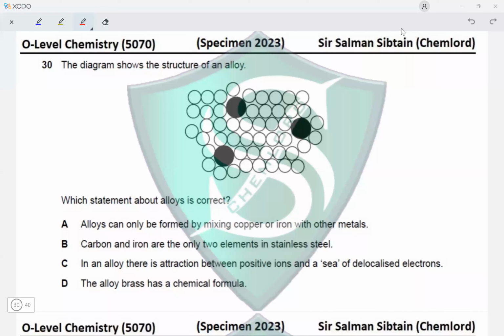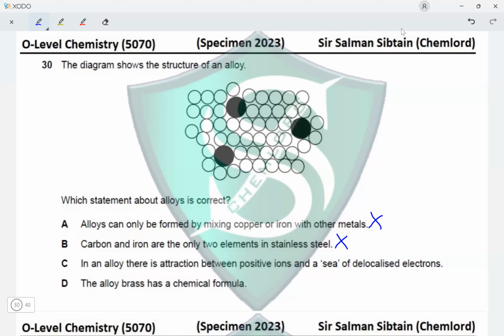Question 30. The diagram shows the structure of an alloy. Which statement about alloys is correct? Option A, alloys can only be formed by mixing copper or iron with other metals. No, they can be a mixture of metals along with non-metals. So option A is incorrect. Option B, carbon and iron are the only two elements in stainless steel. No, stainless steel also contains some quantities of sulfur, phosphorus, and other elements. So option B is incorrect.